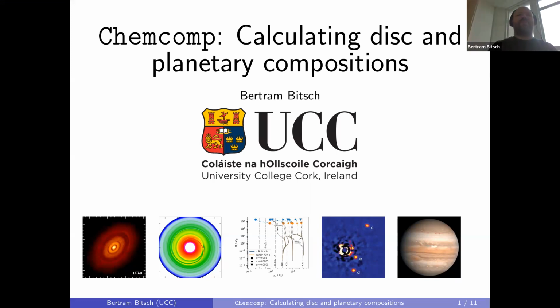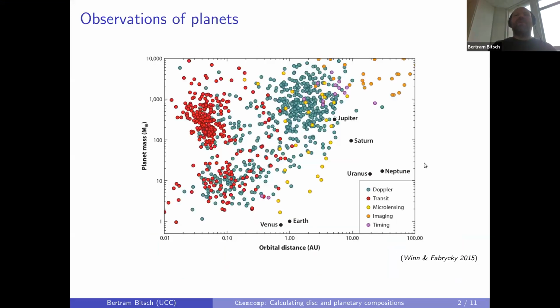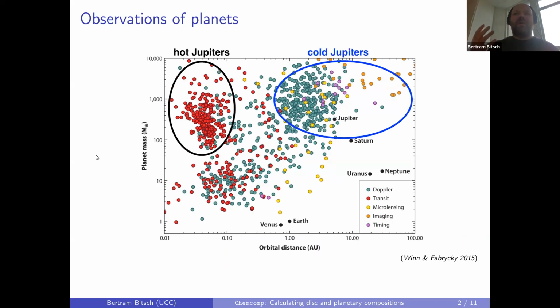So I want to introduce the ChemComp code for calculating disk and planetary compositions. The motivation essentially was driven by the observations of exoplanets. Of course, you all know this kind of plot, planetary mass against orbital distance. In color, the exoplanet observations. In black, our friends from the solar system. We're focusing mostly in this code on Jupiter mass planets. So we have the two groups, the cold Jupiters and the hot Jupiters.